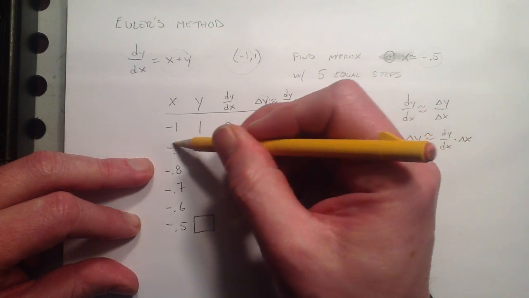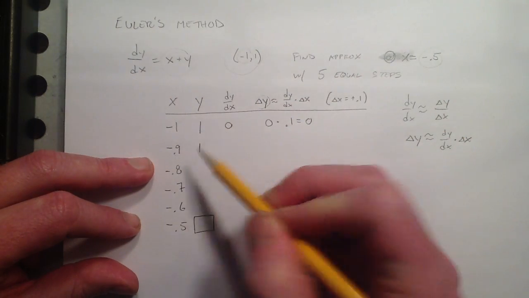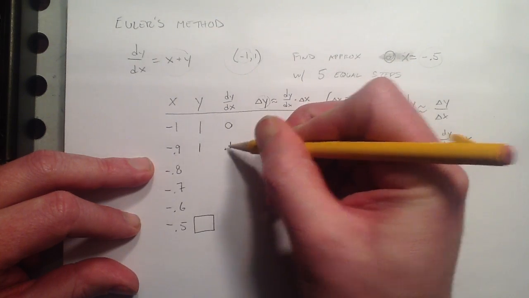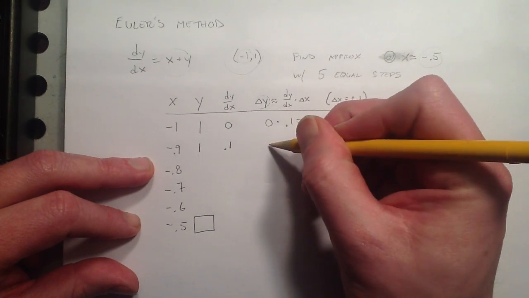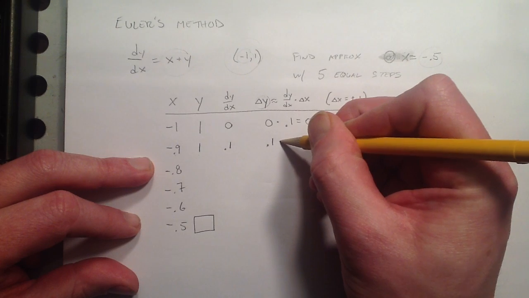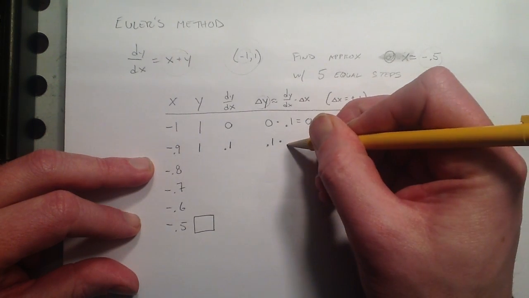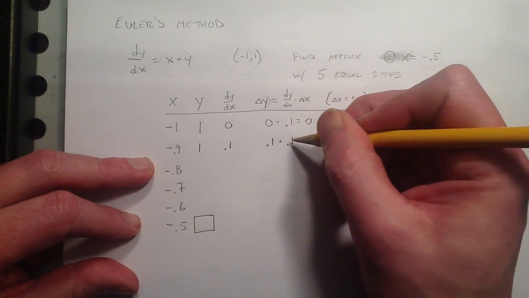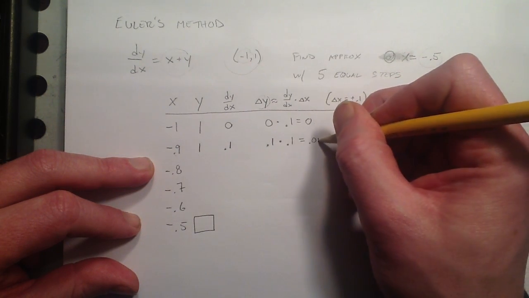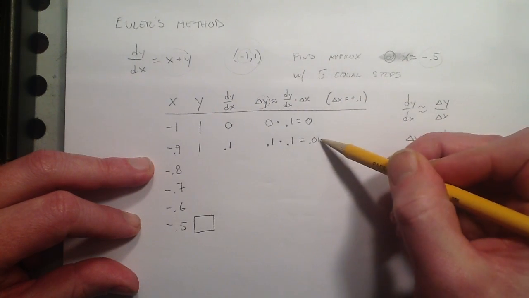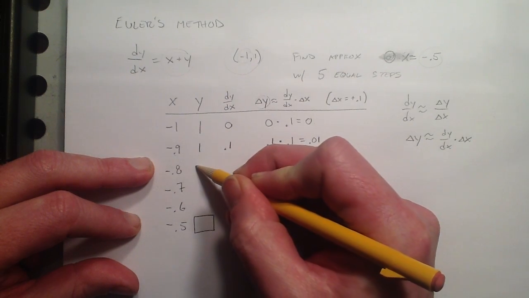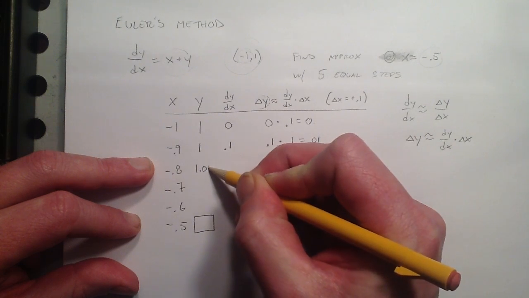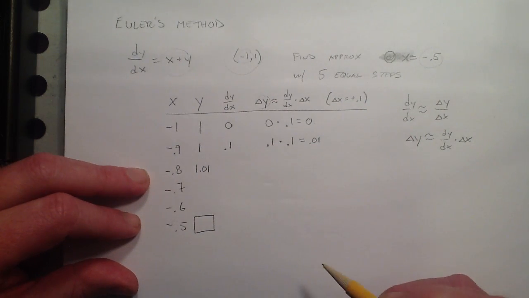Now my new slope here is x plus y, which is 0.1, when you add those two together. My new delta y is the slope, dy/dx, times the size of my step, which is 0.1, and 0.1 times 0.1 is 0.01. That's the change in y. So I come back over here and I add it to my y value. So that means now my y value is 1.01. You with me there? I think I've got to get my calculator out now.